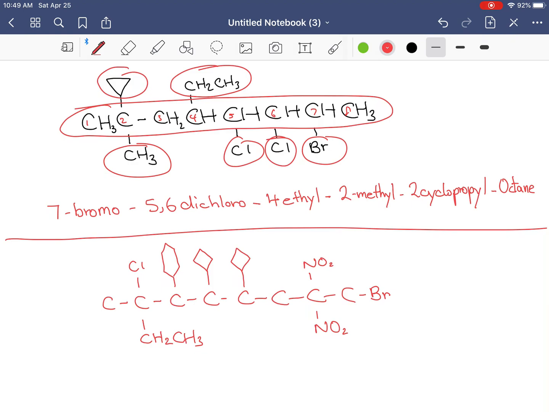All right, here it is. How are you going to name this? Longest chain. Where's your longest chain? Well, this is your longest chain.